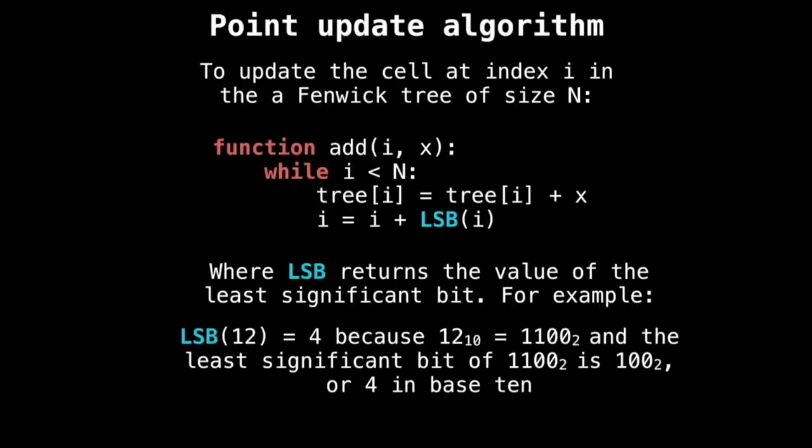So the algorithm is really simple. If we have a Fenwick tree stored in an array of size n, then, where i is the position we originally want to update, while i is less than n, we add x to the tree at position i and add on the value of the least significant bit of i. And that's it, where the function LSB is the least significant bit of i. There are usually built-in functions to do that, and we're going to have a look at some source code.